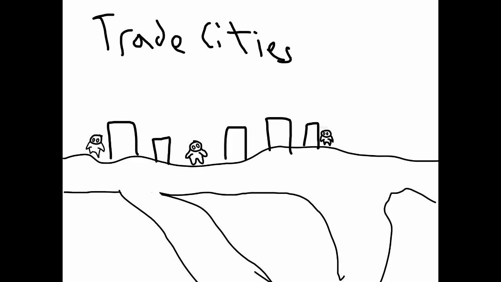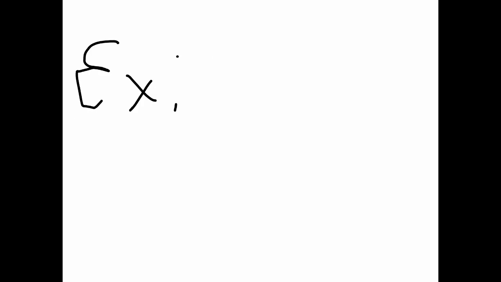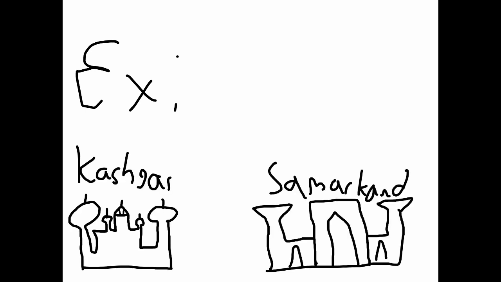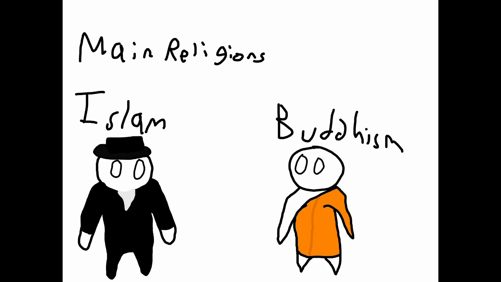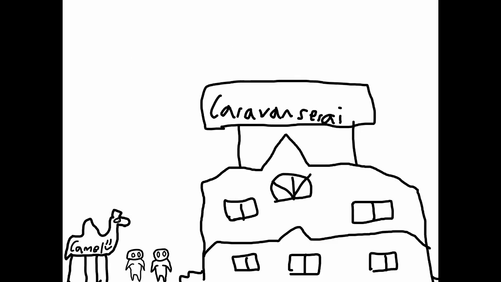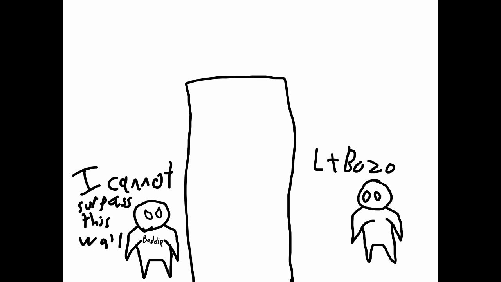Trade cities had emerged across trade routes such as the Silk Roads. They grew with the volume of trade. Two examples from the Silk Roads were Kashgar and Samarkand. The main religions in these trade cities were Islam and Buddhism. Caravanserai were inns where people and their animals could rest. They were protected by walls, encouraging more people to travel as it was safer.